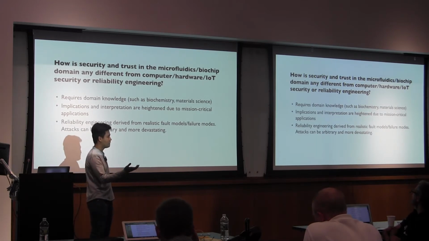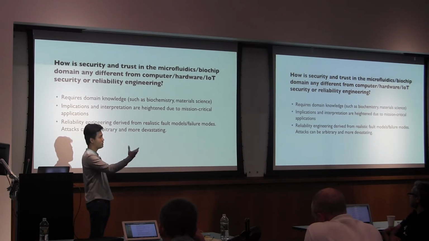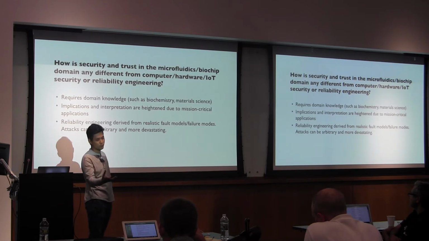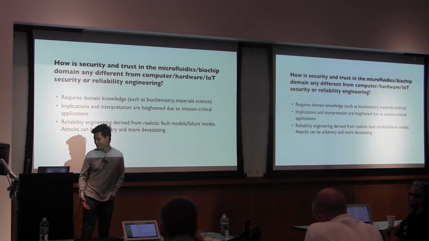Reliability engineering is derived from realistic fault models, realistic failure models. You get data on an actual thing you fabricate or experimental data, and then you try to match your engineering towards that. Attacks are much more arbitrary. They're very difficult to defend against because your adversary is a human and they can be very ingenious and clever.